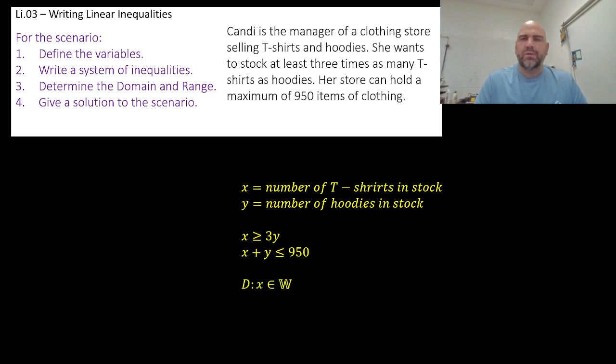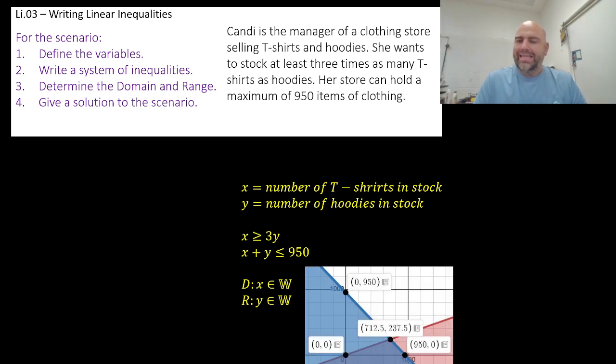All right, domain, which x values could be a part of that? Well, because we're dealing with counting, we can't have half a t-shirt or half a hoodie, or at least we're not going to be selling those. That means that they're going to be whole numbers. Our range is also going to be whole numbers, and our solution is going to look like this.